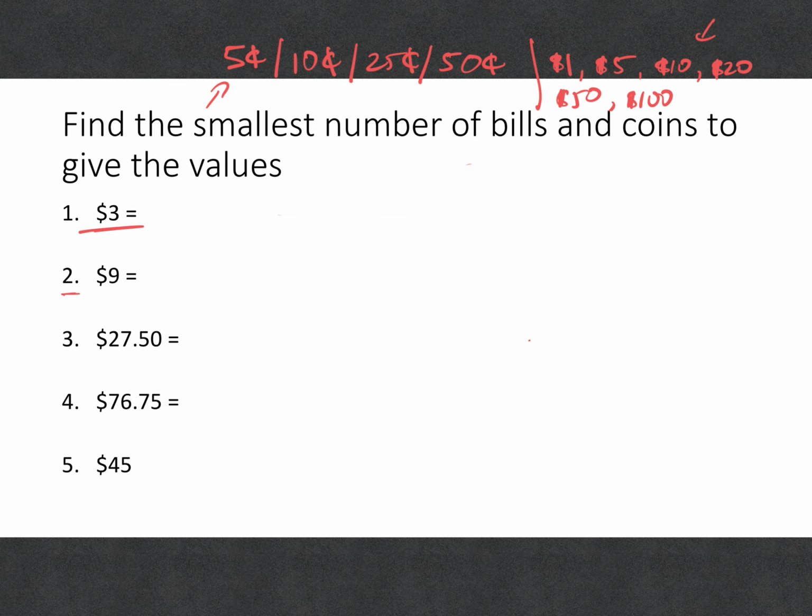Okay, let's do $3. Now let's look at the bills section of it. All right, so we have $1, $5, $10, $20, $50, $100. $100 is too much. $50 is too much. $20 is too much. $10 is too much. $5 is even too much.